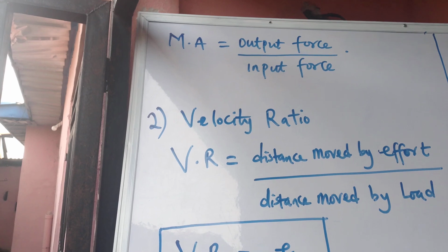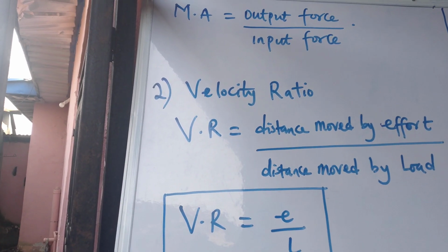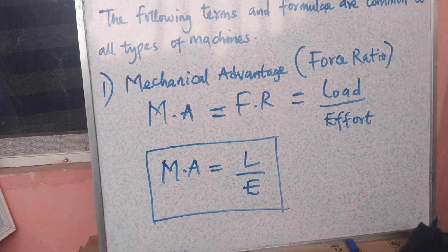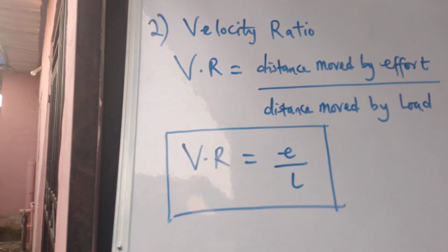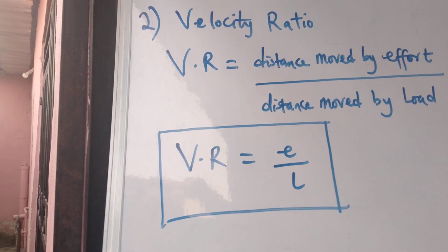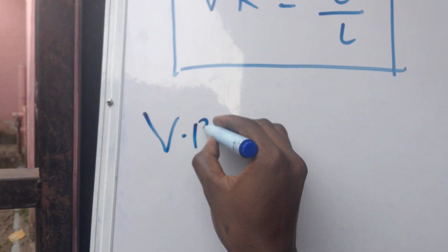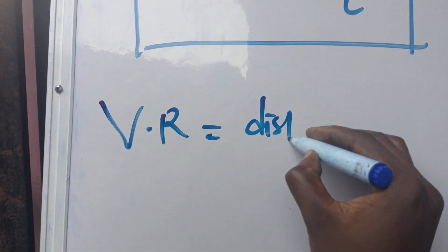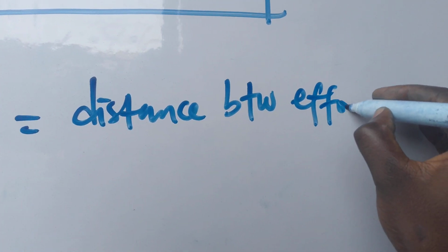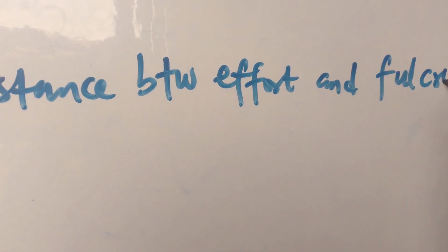While that of mechanical advantage is the output force over the input force, basically load over effort, the velocity ratio is distance moved by effort over distance moved by load, which is this formula, e over l. Also, the velocity ratio is equal to the distance between effort and fulcrum.